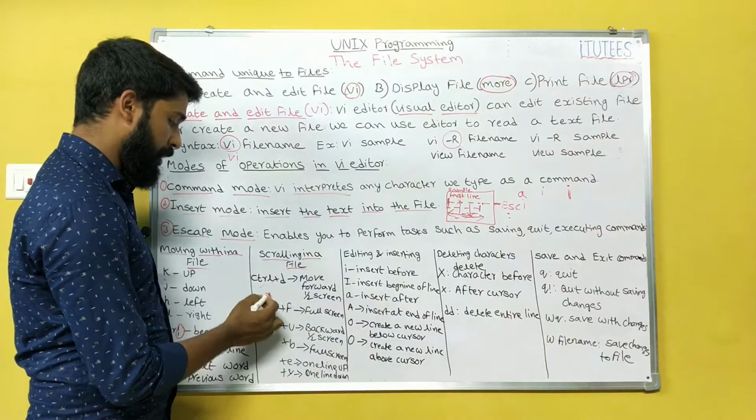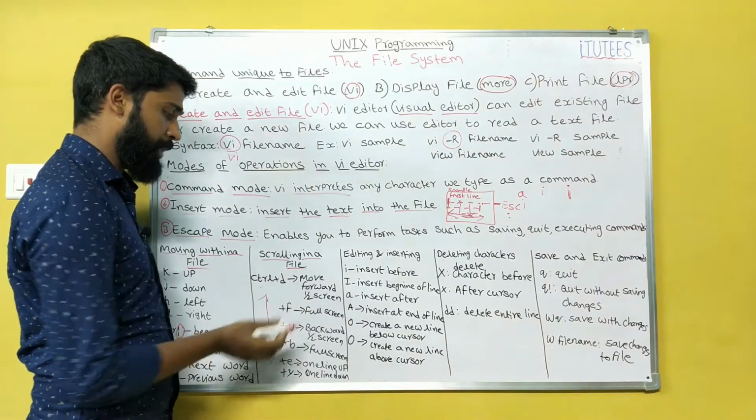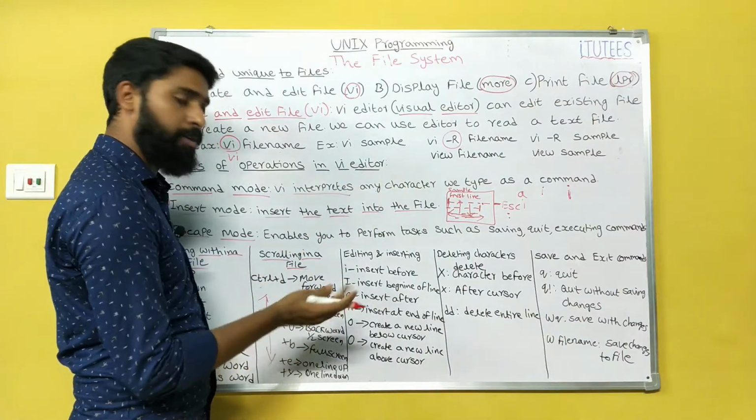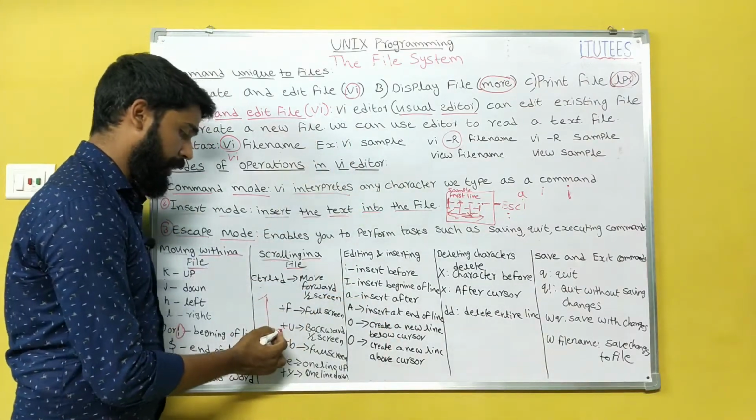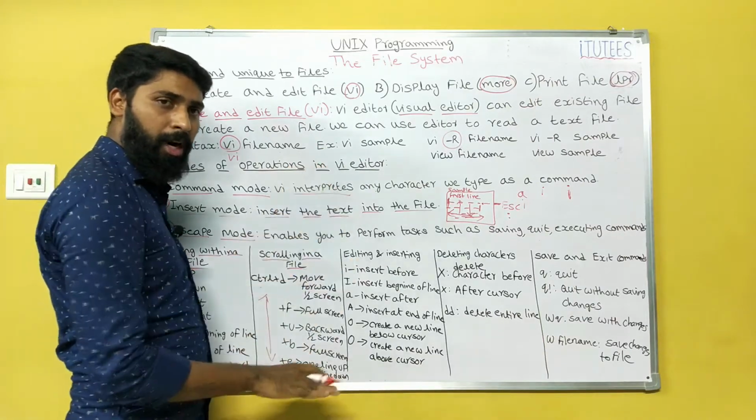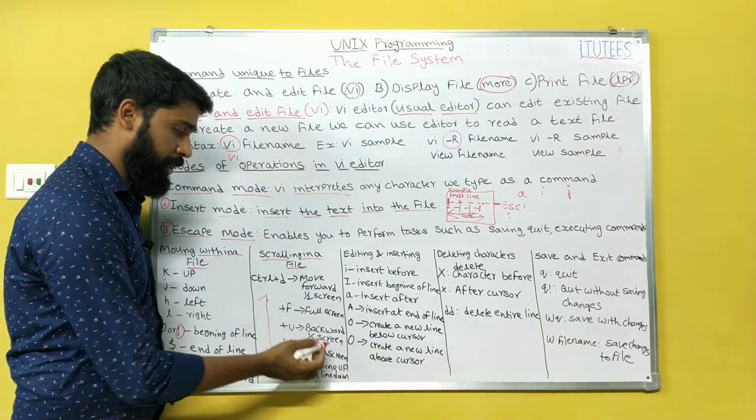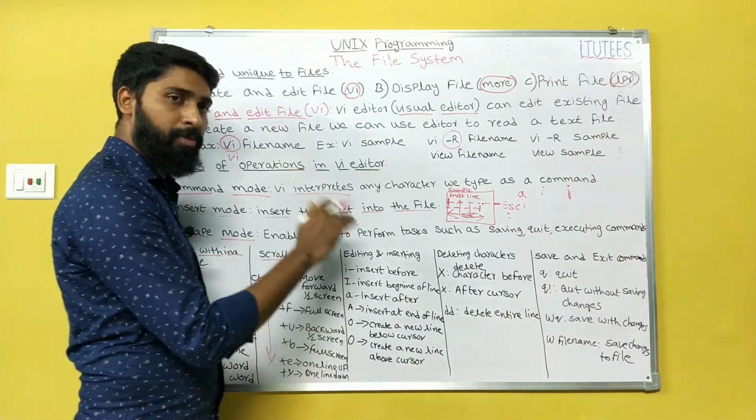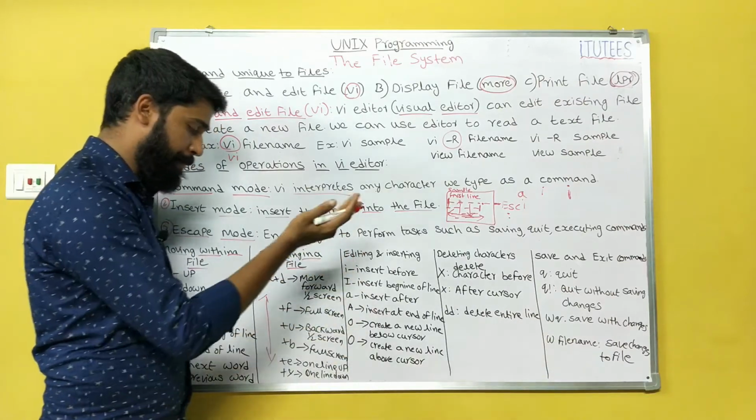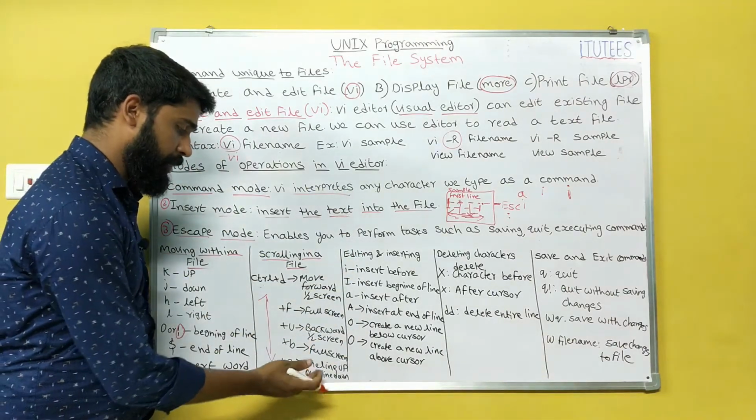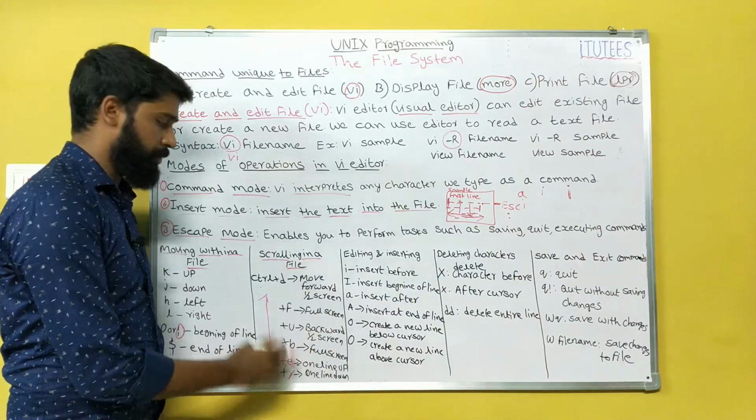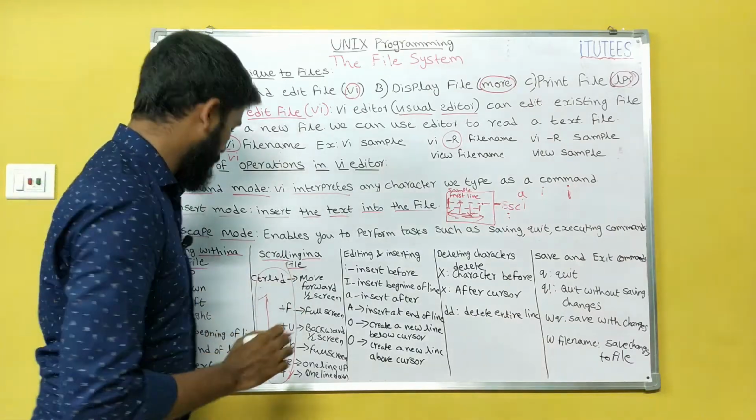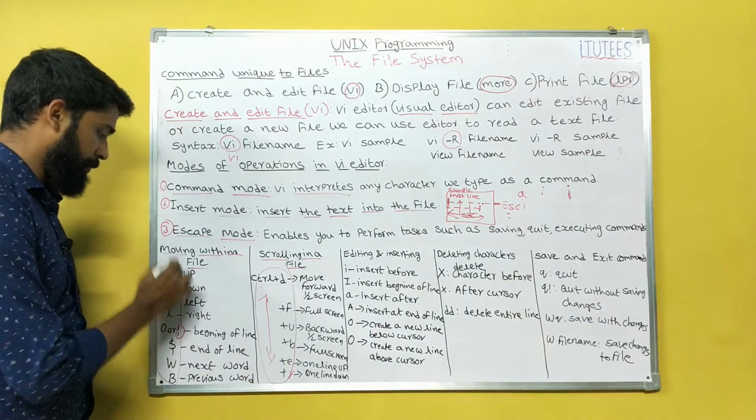Control plus D moves forward half a screen. Control plus F moves a full screen forward. Control plus U moves backward half a screen. Control plus B moves backward a full screen. Control plus E moves the view line by line up. Control plus Y moves one line down. These commands are used for scrolling, and the earlier commands are used for moving.